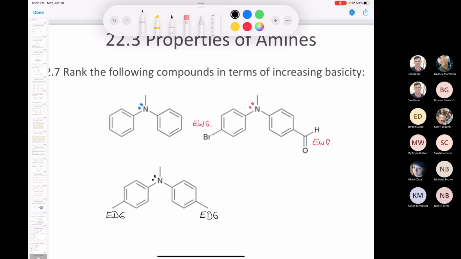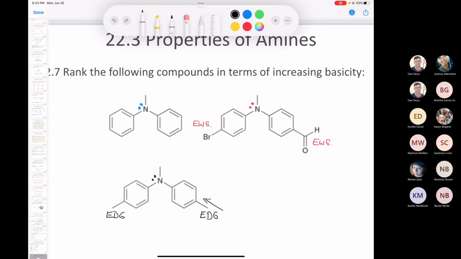Based off of that, which one of these do you think would be the strongest base? The one with the blue pair, the red pair, or the black pair? So we're talking about the strongest base. Go ahead, Lindsay. Is it the black? Yeah, it's going to be the black ones, because the black ones have electron density being donated towards it. So they're going to be super available to go out and protonate something.